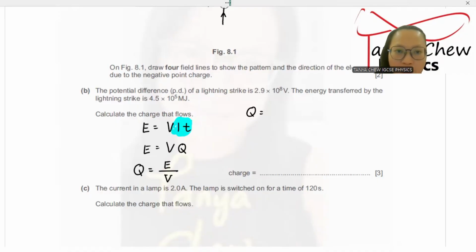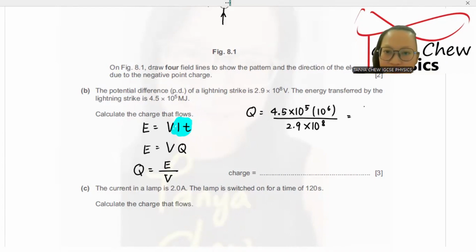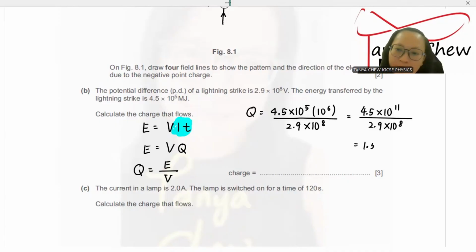Q is equal to energy, which is given as 4.5 times 10 to the power of 5. Remember, mega is one of the prefixes which carries the power of 6. 10 to the power of 6 divided by 2.9 times 10 to the power of 8. So in other words, it is 4.5 times 10 to the power of 11 divided by 2.9 times 10 to the power of 8. The answer should be 1.55 times 10 to the power of 3.